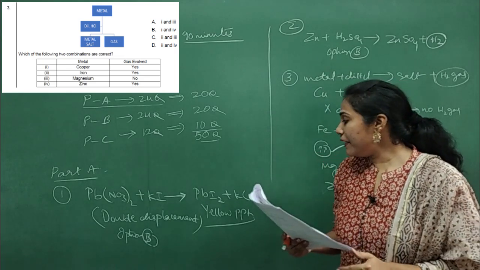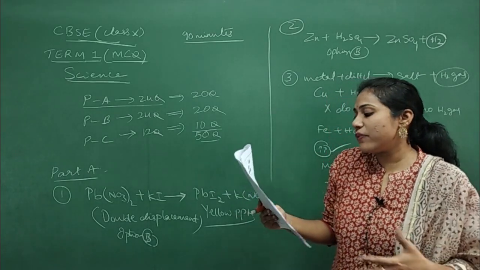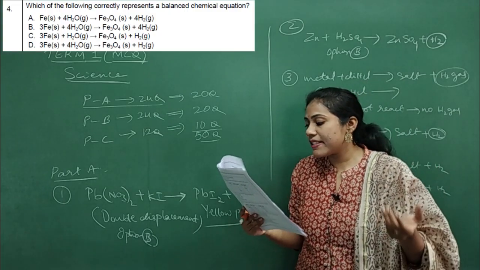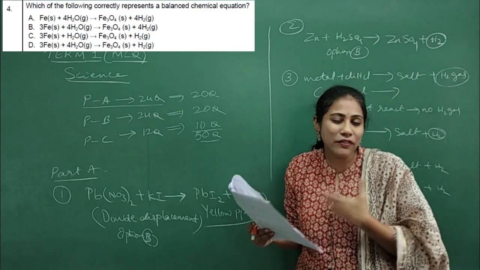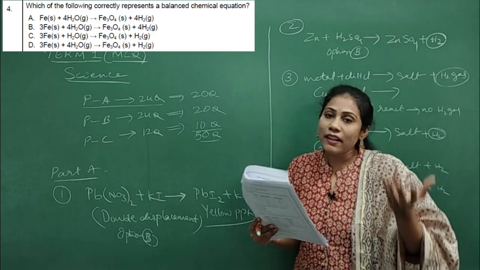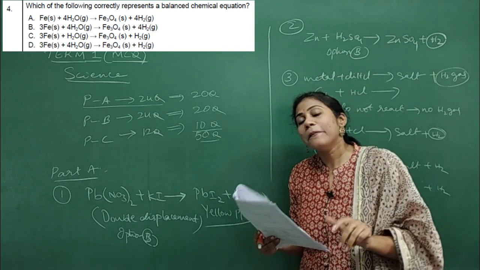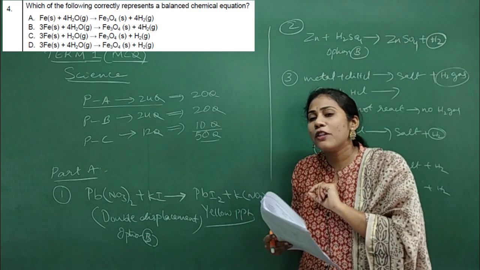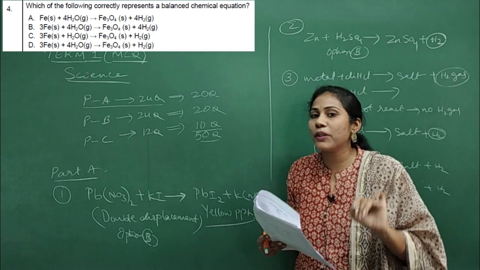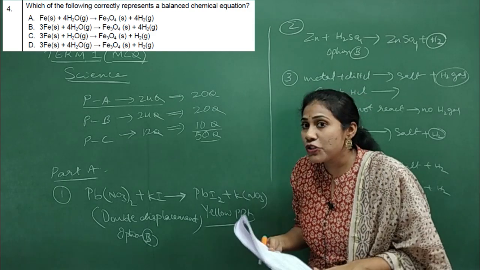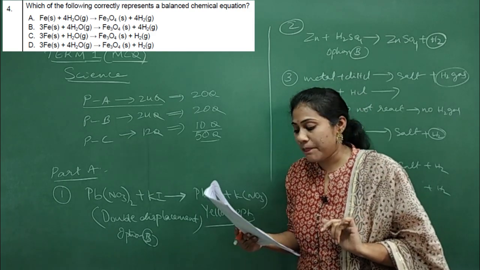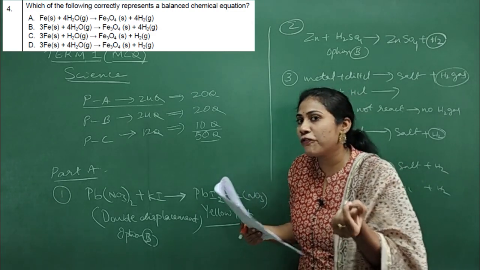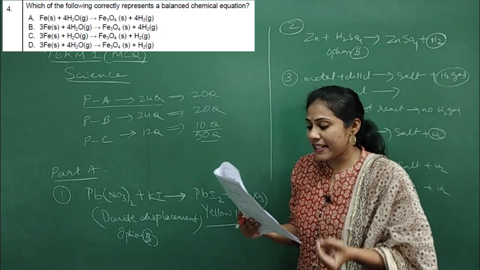And coming to the fourth question, it's very simple, guys. Which of the following correctly represents a balanced chemical equation? Everybody must have enough knowledge of balancing, right? And if you want a video on balancing, I have given a super trick for balancing. You can just watch the playlist of chemical reactions and equations. So here option B is the correct answer for the fourth question.